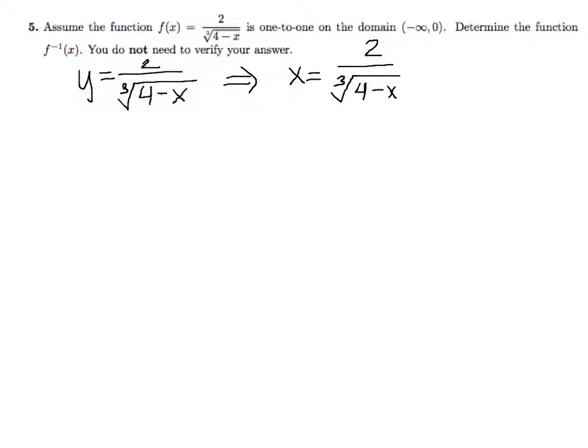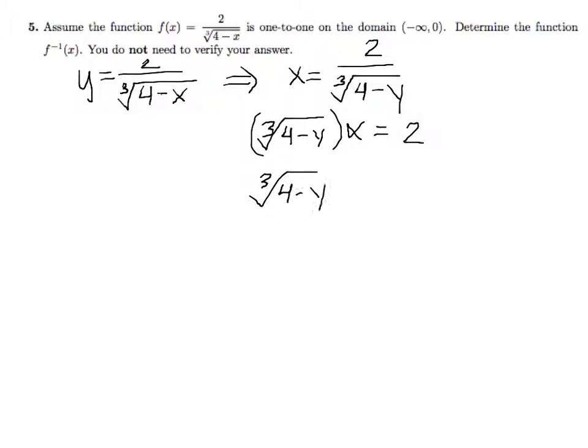And now we're going to, 4 minus y. We need to switch the x and the y. So 4 minus y. And now we need to solve for y. So let's multiply this cube root of 4 minus y to the other side. So we have the cube root of 4 minus y times x equals 2. And then divide the x back over, so we'll have the cube root of 4 minus y equals 2 divided by x.